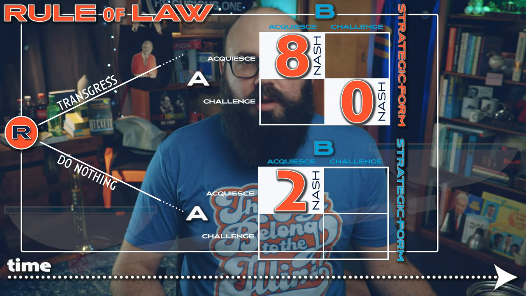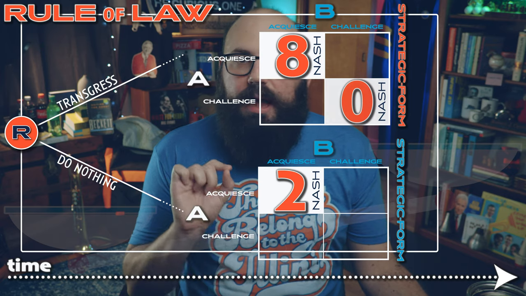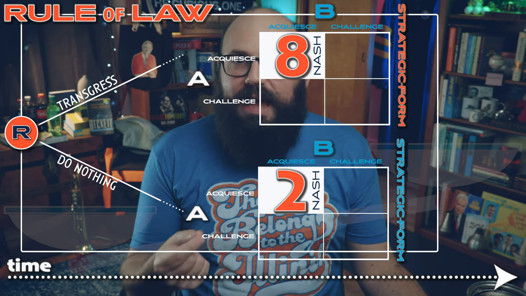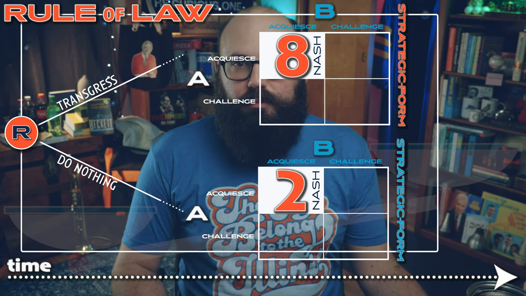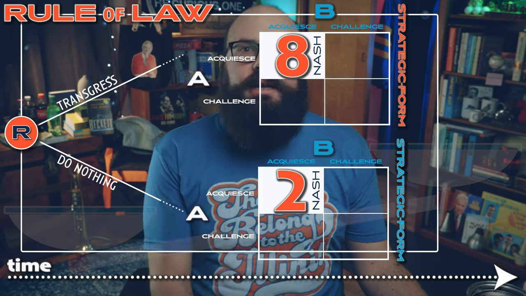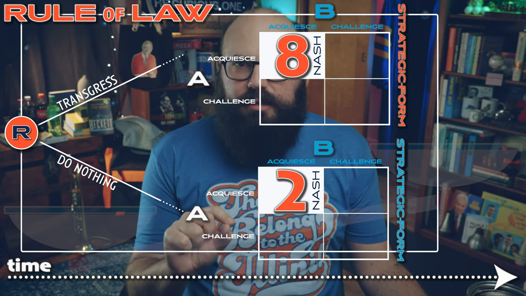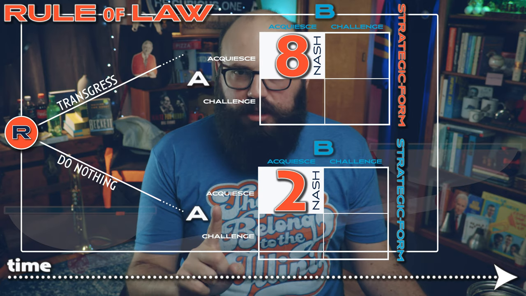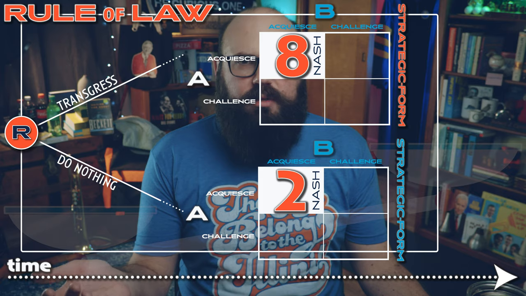So for now, let's suppose that the factions acquiesce. They play the acquiesce equilibrium if there's transgression. So let's just hold that thought for a second. Right now we're saying the acquiesce equilibrium is the one that we're playing in the top subgame, and the acquiesce equilibrium is the only equilibrium in the bottom subgame.